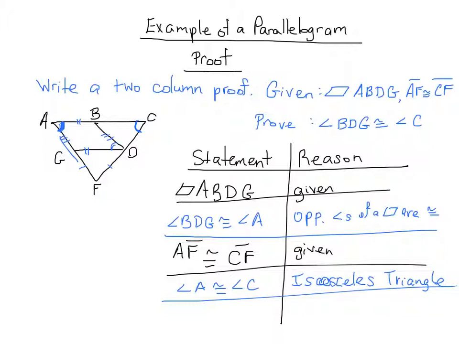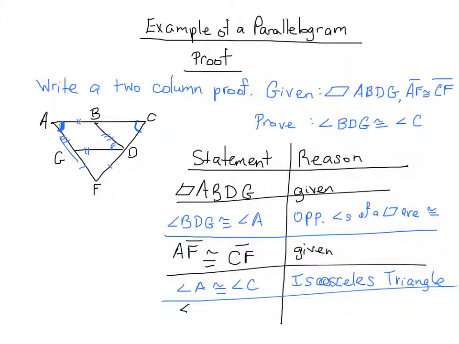Okay, so finally, if A was congruent to BDG right here, and A is also congruent to C, we can substitute one into the other and say that BDG right here has to then be congruent to C. And that's what we were being asked to prove, so we got it. So let's write that down, and then we're done.